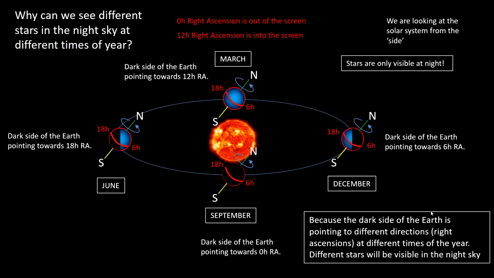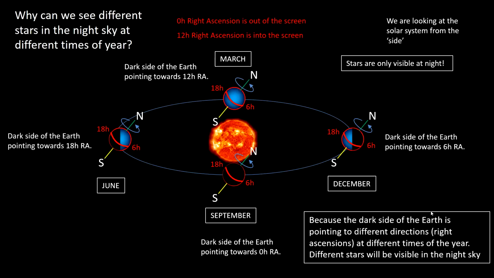And because we can only see the stars when we rotate into the dark side of the Earth, that means we will see different stars during different parts of the year. We'll see the stars in December that are in the portion of the sky that is in the 6 hour right ascension region. We'll see the stars in June that are in the 18 hour right ascension region. That's the reason why this works. And that's true for both southern and northern hemispheres, we should note.